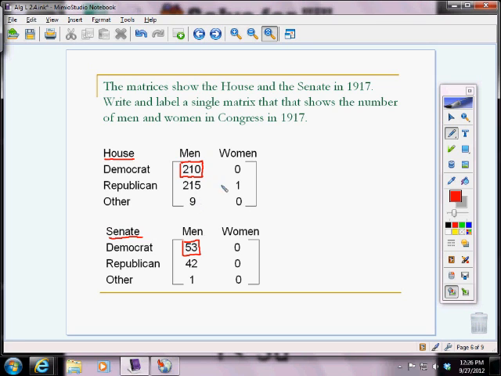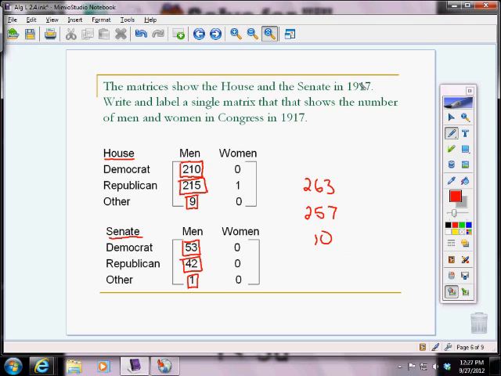So if I add 210 to 253, I get 263. Going down, 215. So again, I'm dealing in the men column. Now I'm at the Republicans. 215 plus 42 is 257. And then we have 9 other and 1 other, which would be 10.